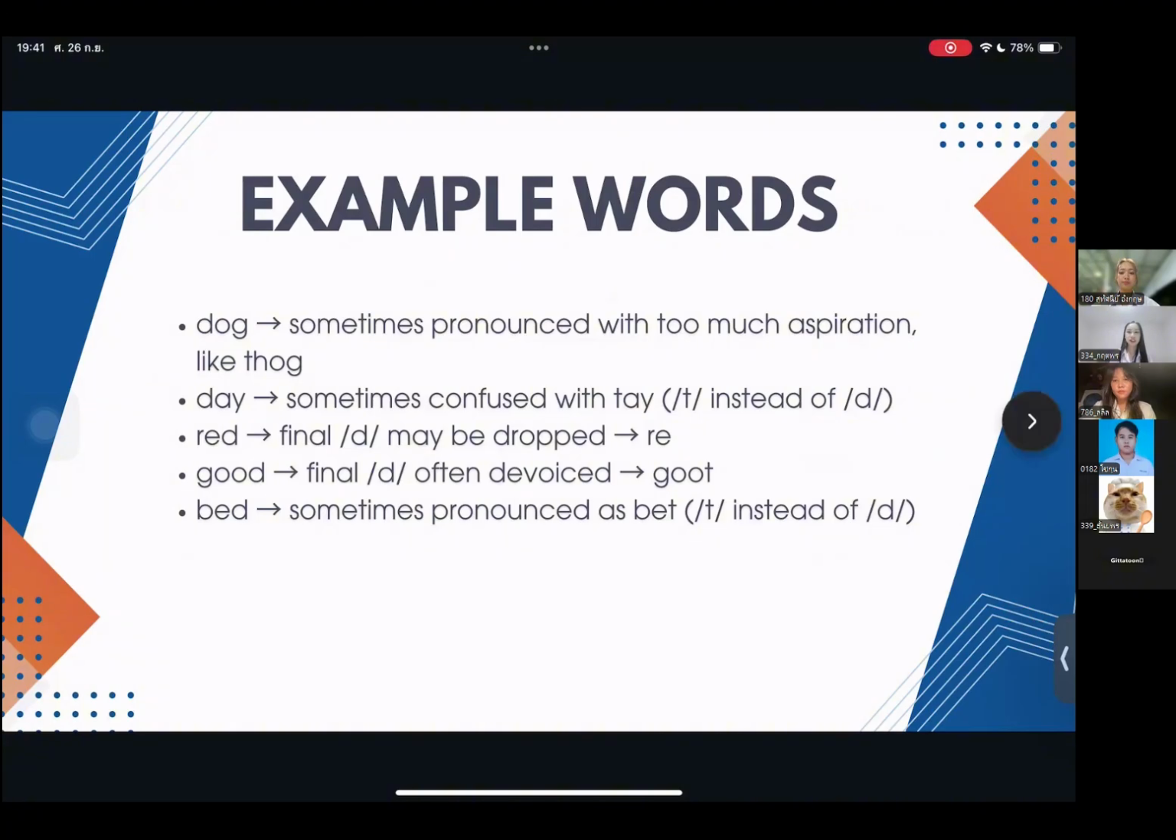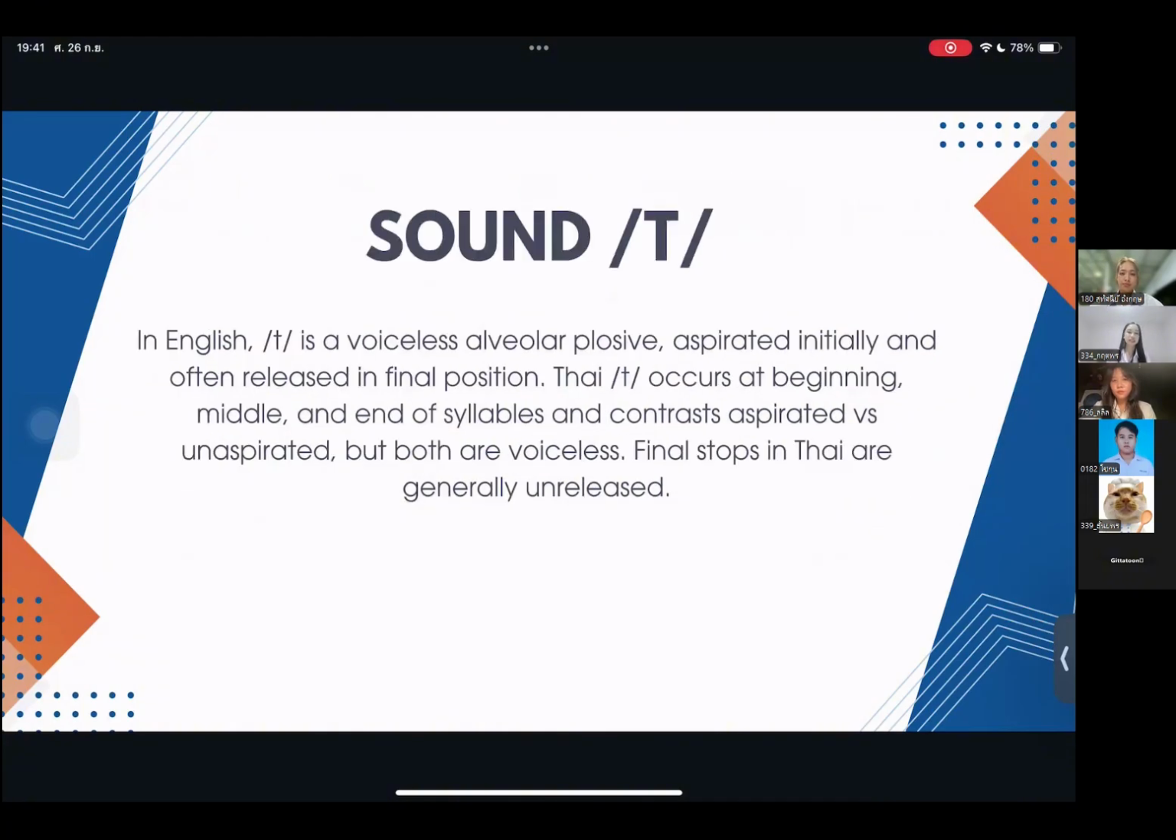Now let's focus on the sound T. In Thai, T can appear at the beginning, middle, and end of a word. At the beginning, Thai even has two versions, unaspirated ต and aspirated ท. For example, "ta" versus "tar." But at the end of the word, the Thai T is usually unreleased, meaning there is no strong burst of air.